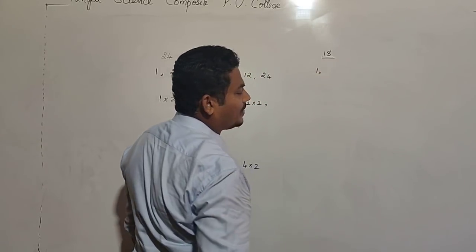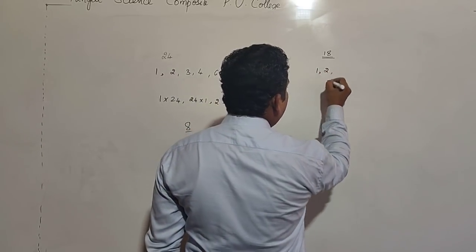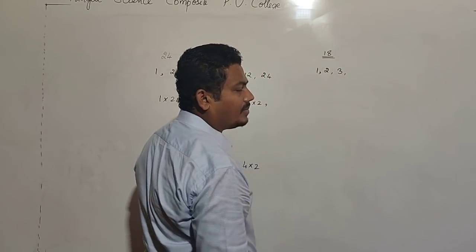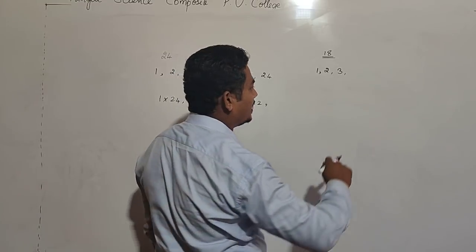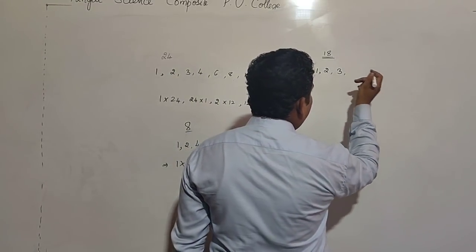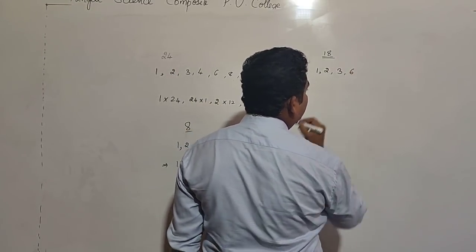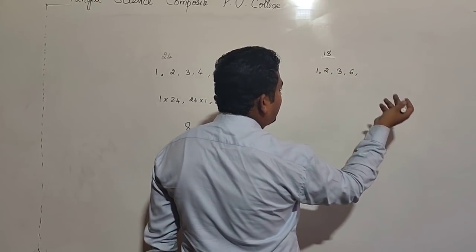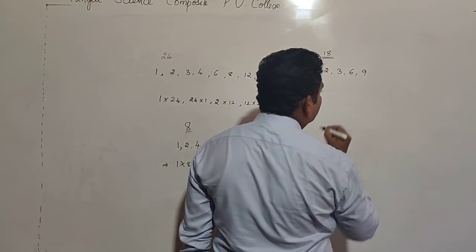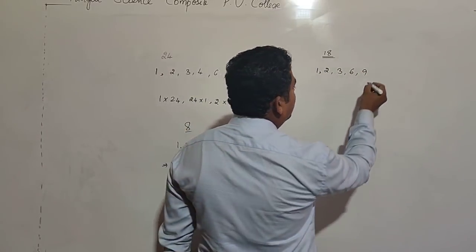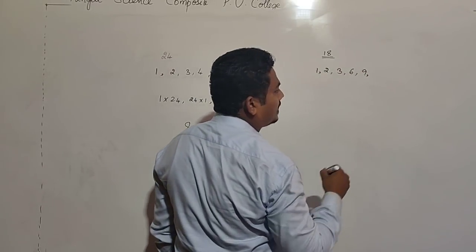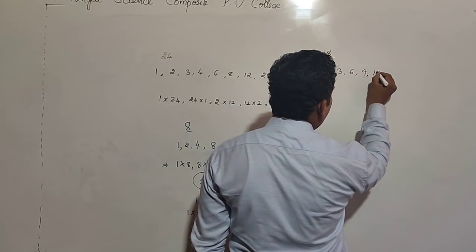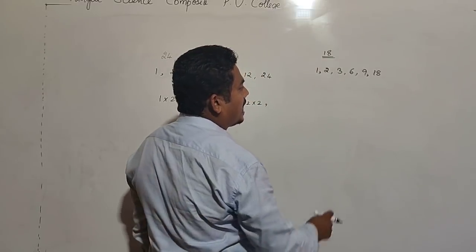Clearly, 1 is a factor of 18, 2 is a factor of 18, 3 is also a factor of 18, but 4 is not a factor. 5 is not a factor, but 6 is a factor. 7 is not a factor, 8 is not a factor, but 9 is a factor of 18. Next, 10 is not possible, remaining all are not possible. 18 is a factor of 18.